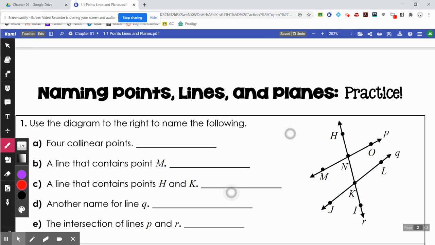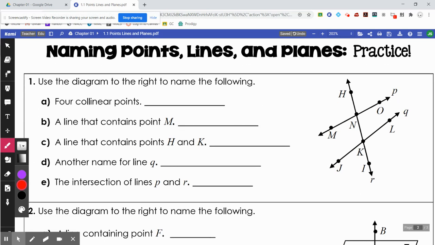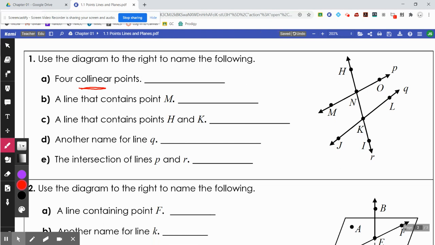Okay, here we go. Let's get some practice. Let's name some points, lines, planes. It says use the diagram to the right to name the following 4 collinear points. And again, collinear means they're on the same line. So we want 4 points that are on the same line. Here are 4 right here, points H, N, K, and I.